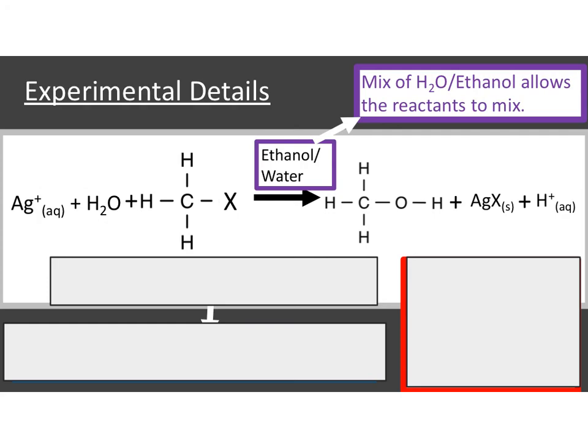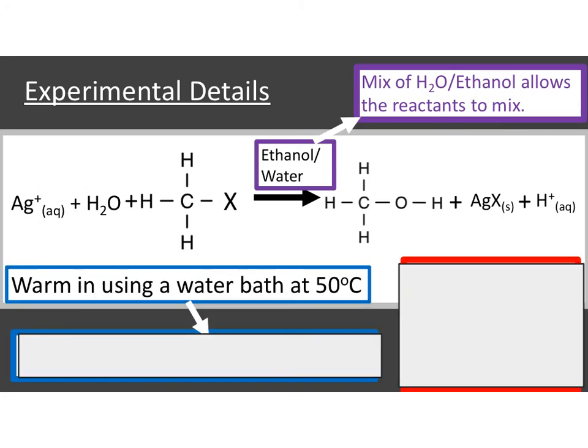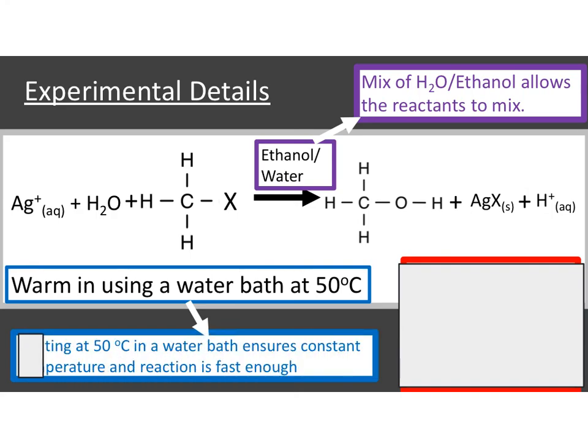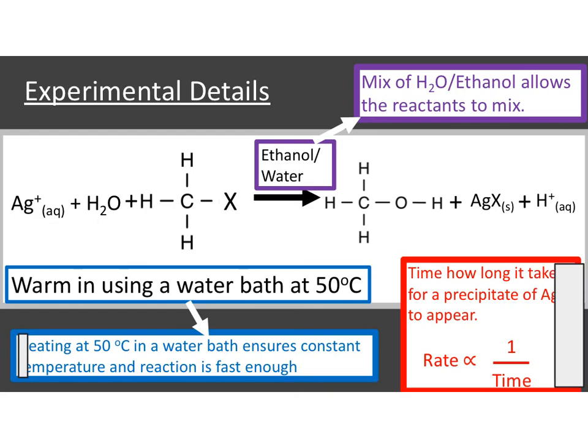Our next problem that we have to find a solution to is ensuring that the reaction takes place at a fast enough speed for us to measure the rate of reaction in a reasonable amount of time. So the solution is to use a water bath at 50 degrees C and warm the reaction mixture up. Using a water bath maintains the constant temperature and ensures the reaction is fast enough for us to measure. And we find the rate by timing how long it takes for a precipitate of the silver halide to appear, and then rate is proportional to 1 over the time taken.